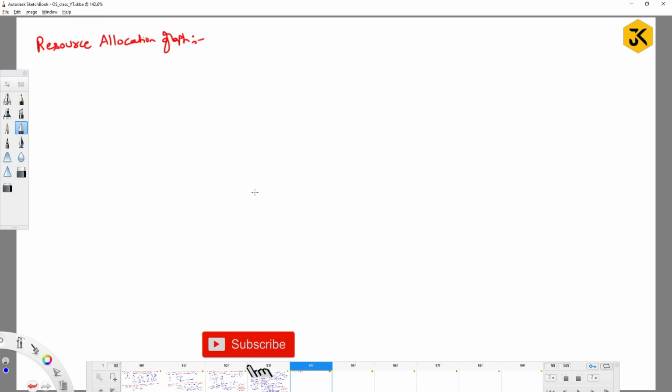Hi everyone, welcome back. Let's see one of the concepts called a resource allocation graph. This concept is useful to cover the concept of deadlock avoidance. That's why, before moving on to deadlock avoidance, I have taken this concept.